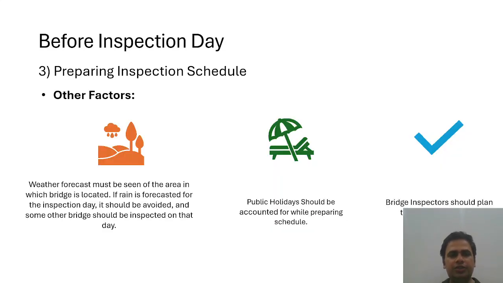Some other factors which you need to consider while preparing the inspection schedule are like weather forecast. Whenever you have to prepare a plan, you must consider the weather of that area. In case of overcast conditions, the image quality will not be good, especially under the bridge. For example, if you have to take a picture of a bearing pad and the light is not good, the image will not be good. Secondly, in case of rain, it will be difficult to access the different parts of bridges. So this weather forecast must be seen before finalizing the inspection schedule.